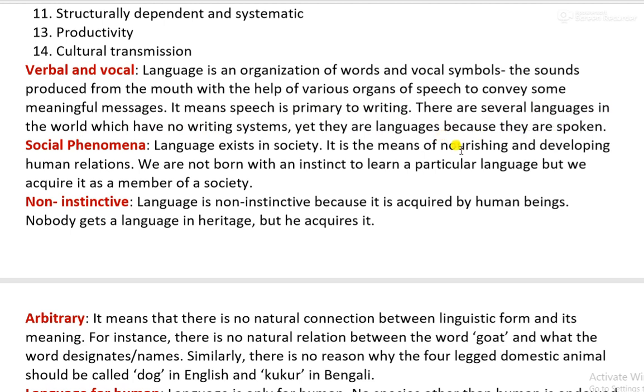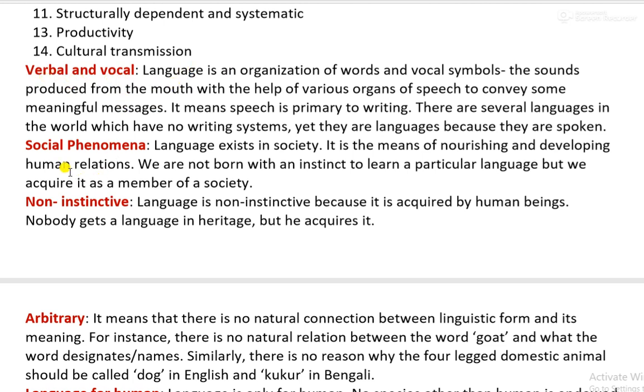Here we see language must be verbal and vocal. Language is verbal and vocal as it originates from the vocal cord. Many languages of the world don't have writing symbols, yet they are languages and they are alive because the languages are verbal and vocal. So, an important characteristic of a language is its being verbal and vocal.